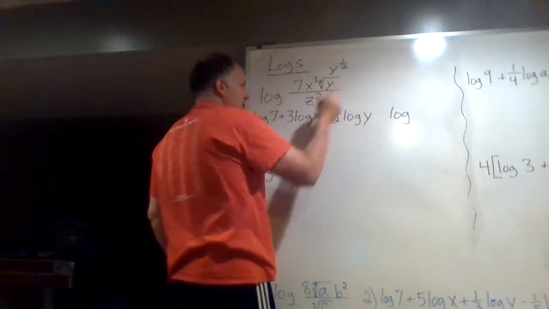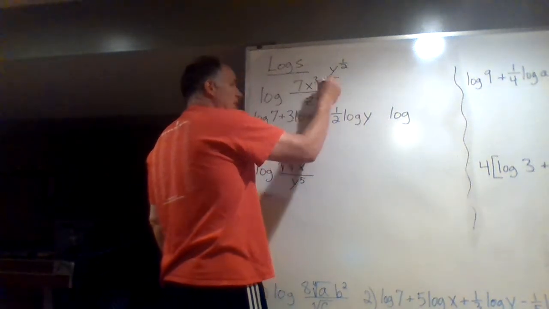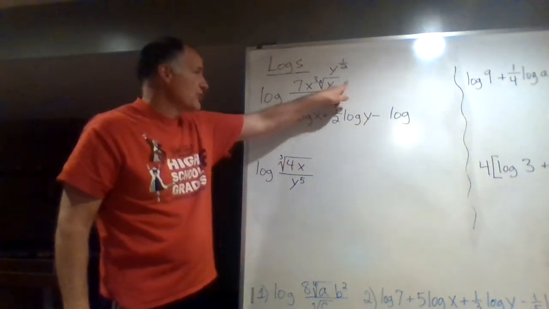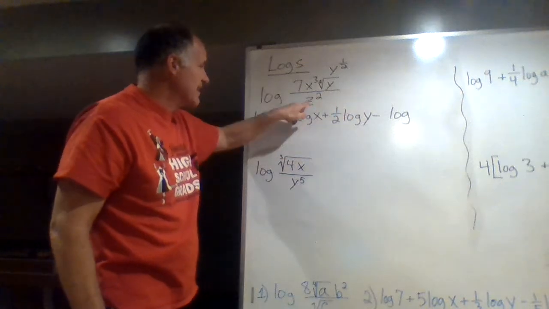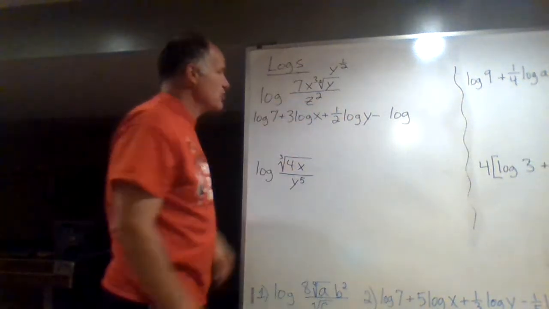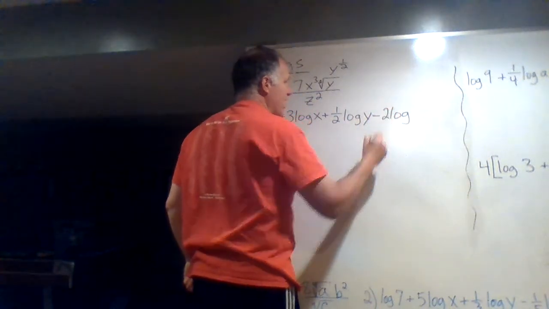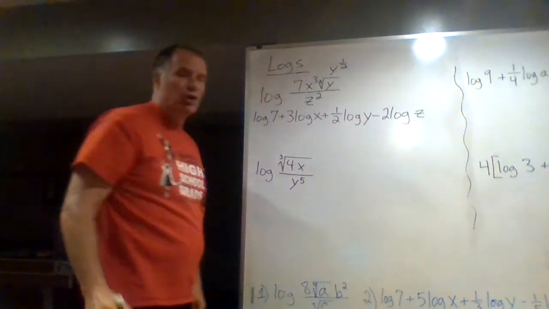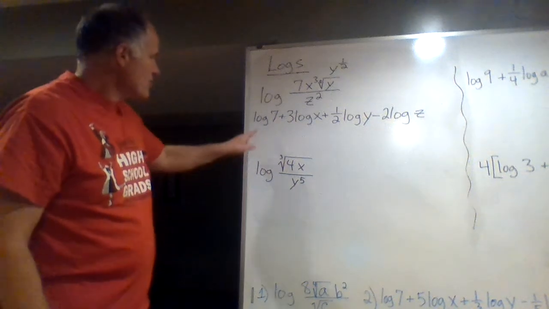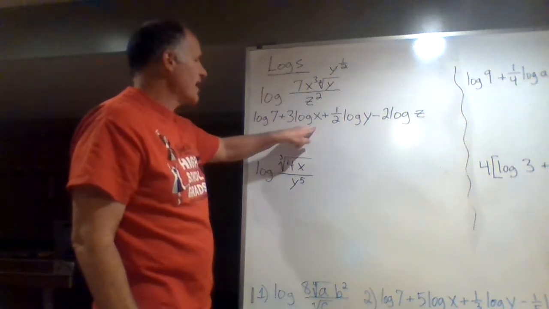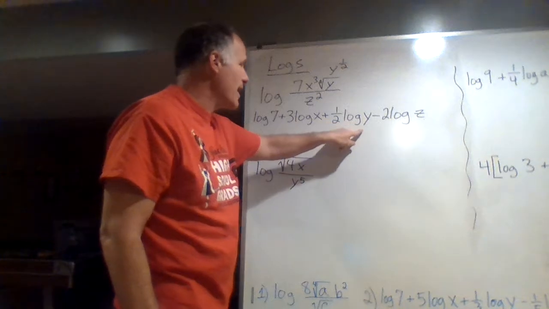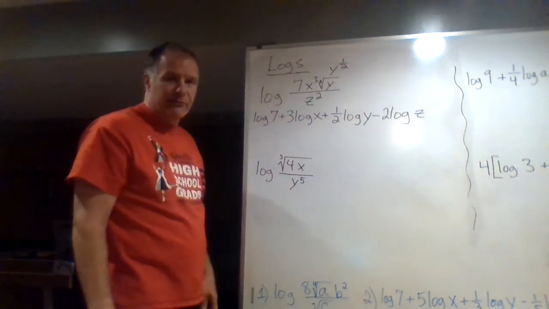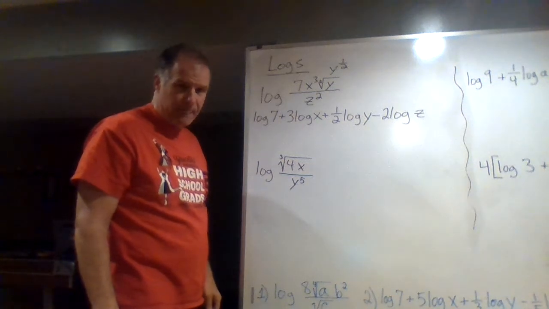Now I'm done on the top, so all the pluses are done. Now I go to the bottom, so that's why that one's a minus. After the y, there's nothing else after this y, so that's a minus. I go to the bottom. Now that power 2 goes in front of log z, and boom, there we go. So log 7 plus 3 log x plus 1/2 log y minus 2 log z. That is what we got from that expression.